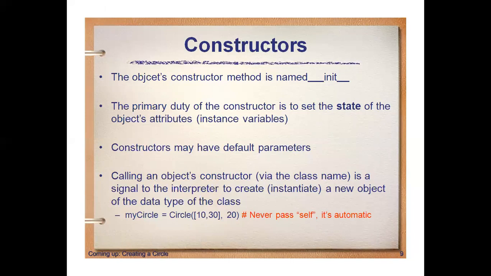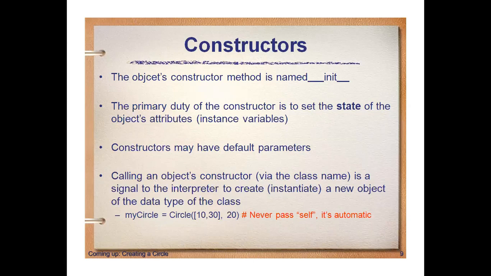The primary duty of a constructor is to set the state of the object's attributes, right? We all know why these are required. A constructor may have default parameters, or we can pass parameters from our side, right? Calling an object's constructor, that is, the class name, is the signal to the interpreter to create or instantiate a new object of the data type of that class, right? For my circle, the parameters which we have are 10, 30, 20, right? So these are the parameters I am passing to design the new circle for my circle class.